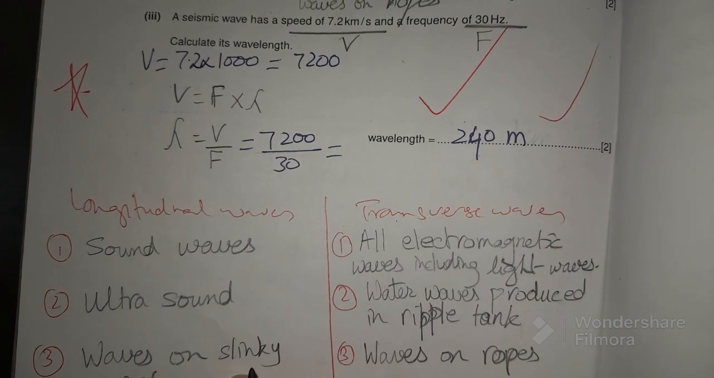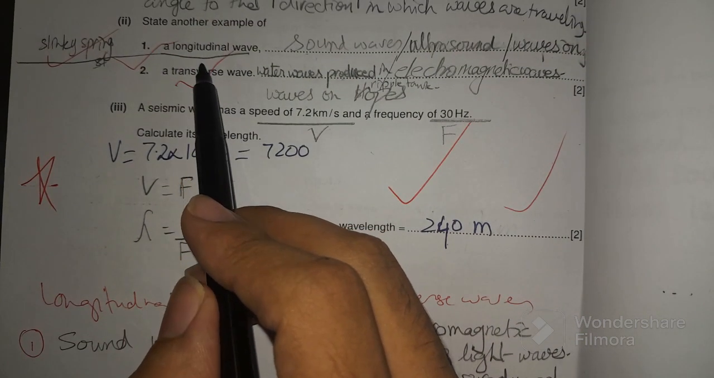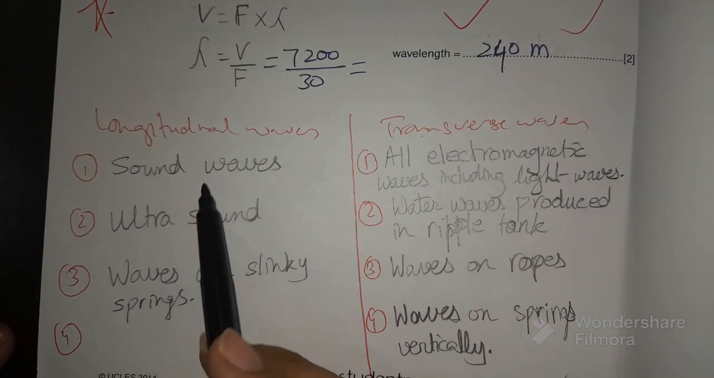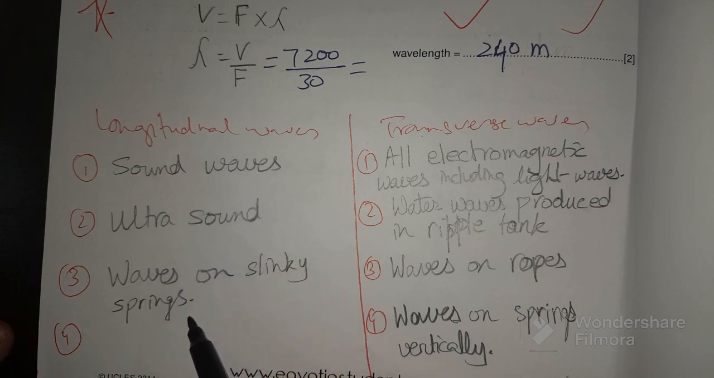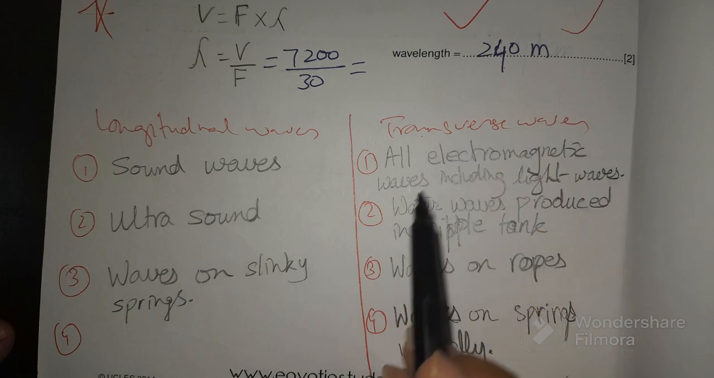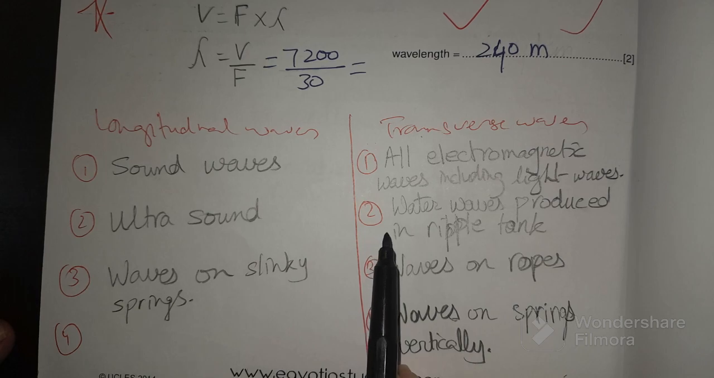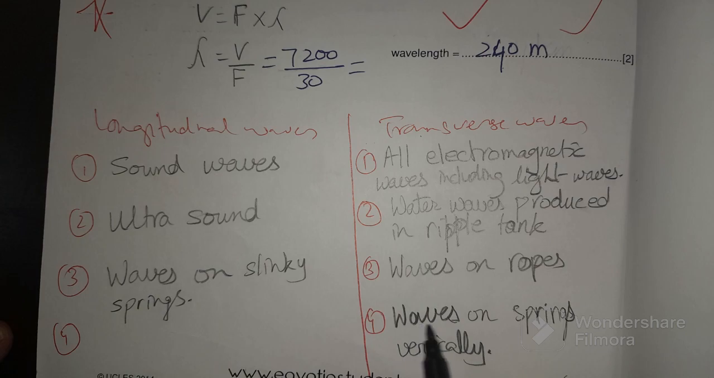Now, additional information on the examples we just read for longitudinal waves and transverse waves. For longitudinal waves, we have sound waves, ultrasound waves or slinky springs. Whereas for transverse waves, we have all electromagnetic waves, including light waves. Then we have water waves produced in a ripple tank, waves on ropes and waves on springs vertically. So these are examples for longitudinal waves and transverse waves.